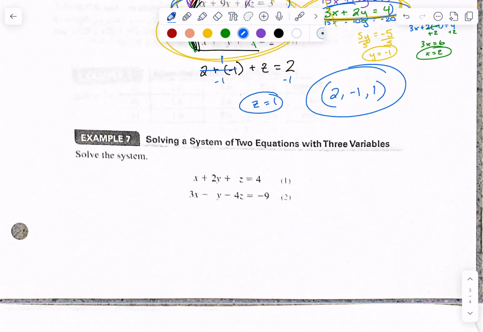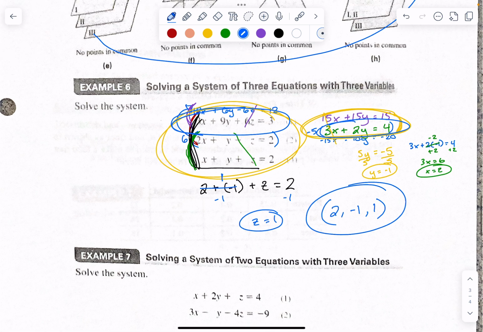Now, I will tell you that on the homework assignment, none of your answers should come out as decimals or fractions. They should all come out as whole numbers. They might be negative, like this one had a -1 in it, but they should all come out nice, unless it's the 0 equals 0 or 0 equals 15 scenario.